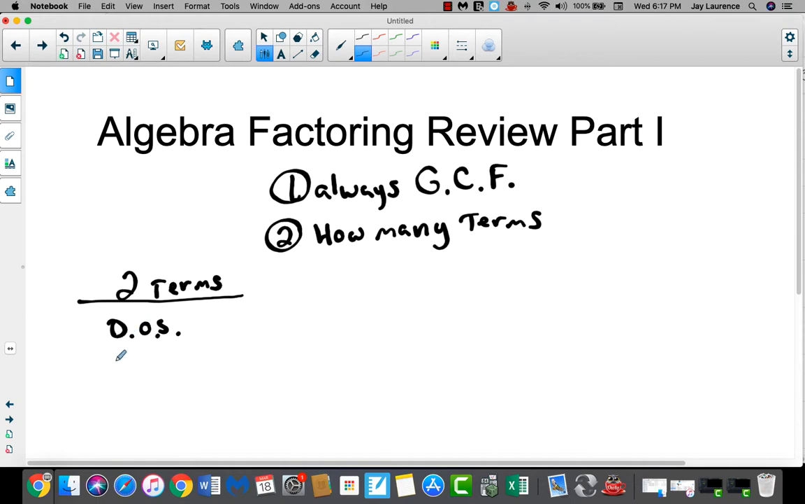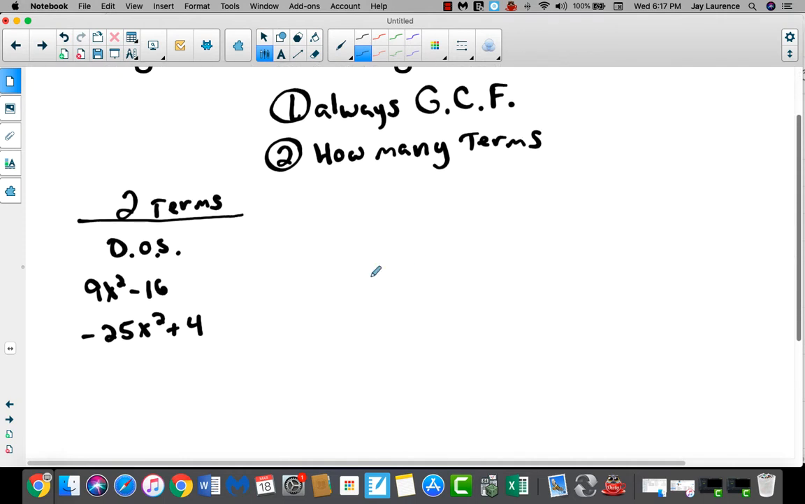And remember, that has to be a perfect square minus a perfect square, like 9x squared minus 16. That factors. Or negative 25x squared plus 4. That will factor. If you've done the GCF and there are 2 terms, the only way it can possibly factor is by the difference of perfect squares. Remember, x squared plus 9 would not factor.